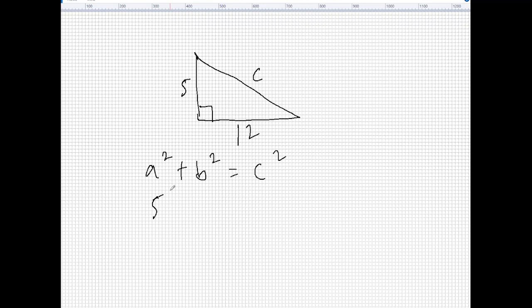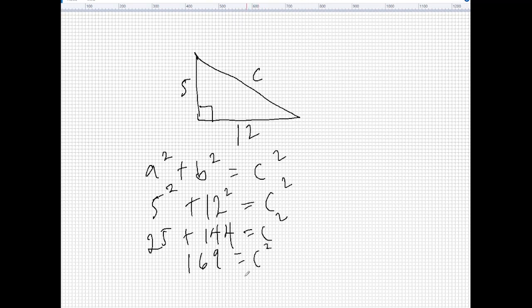So back to our exercise, 5 squared plus 12 squared is going to equal c squared, and we're going to calculate the result of this. 25 plus 144 equals c squared, and 25 plus 144 is 169, so 169 equals c squared. Now I'm just going to turn this around so it's more readable.